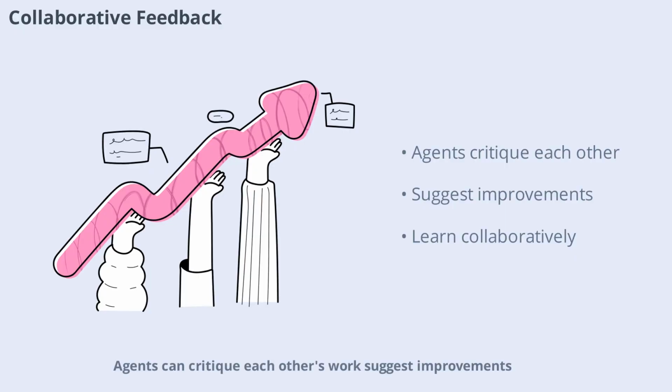In multi-agent systems, collaborative feedback is key. Agents can critique each other's work, suggest improvements, and learn from one another. This collaborative approach leads to higher quality outputs and more robust solutions.